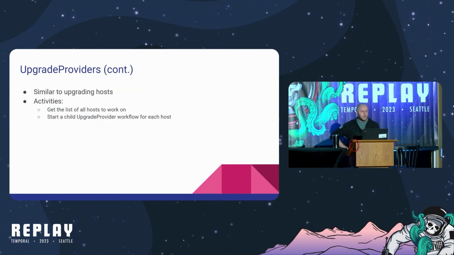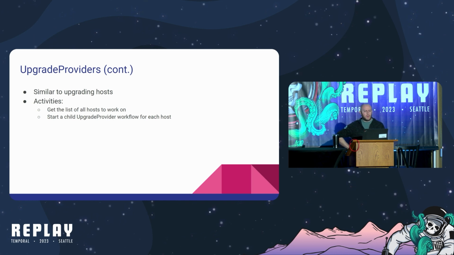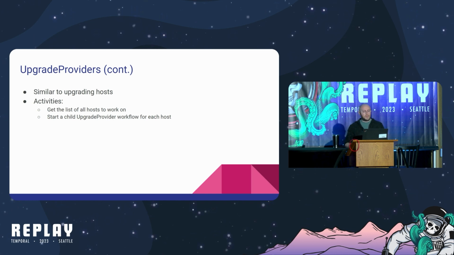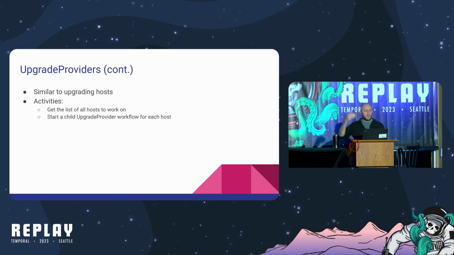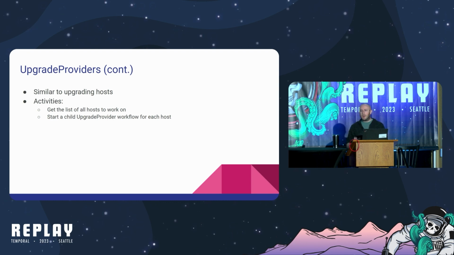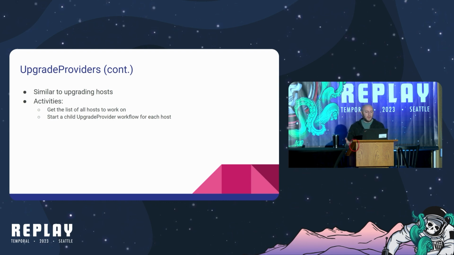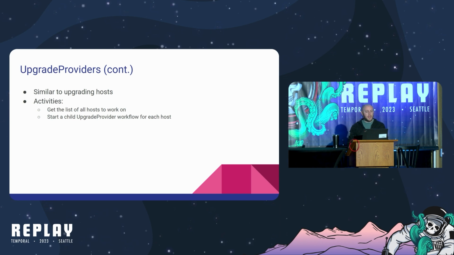The structure of this is pretty similar to upgrading an individual host. We collect the list of all the hosts that happen to have this provider running, and we start a child workflow to actually carry out that operation. We collect things, and it reports status.